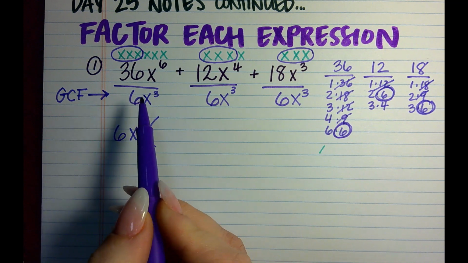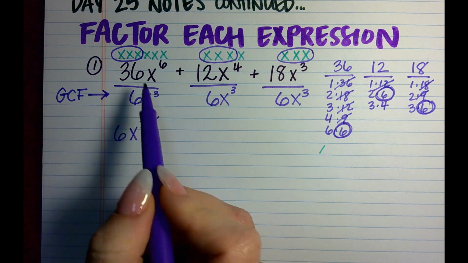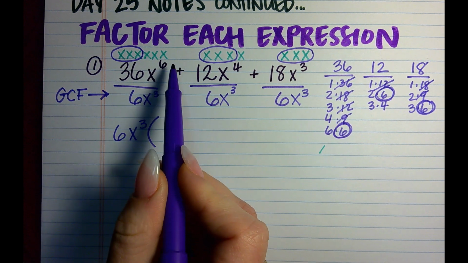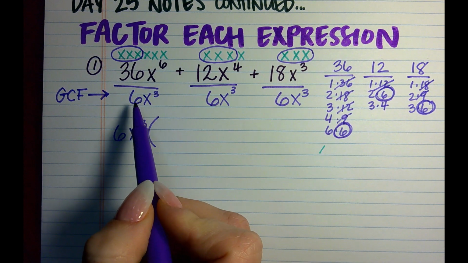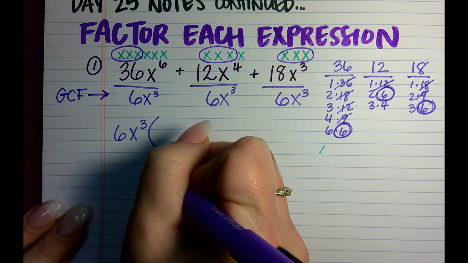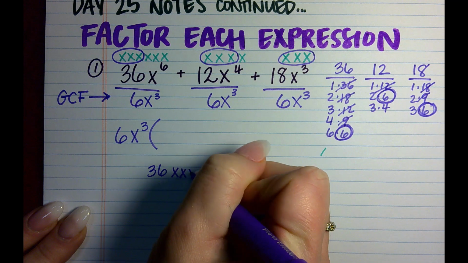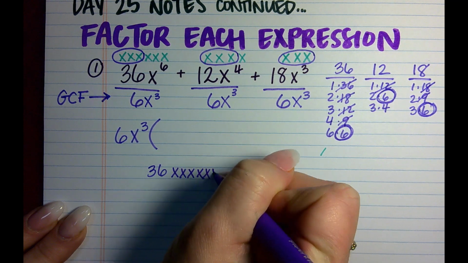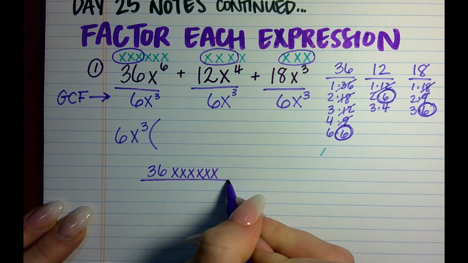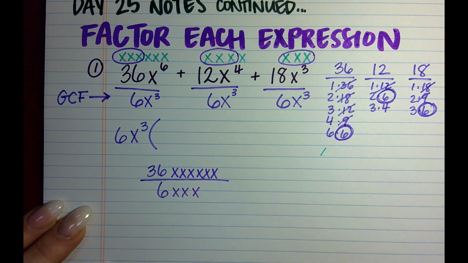Okay, so let's start one at a time. We've got 3 division problems. 36x to the 6th power over 6x to the 3rd power. So really I have 36 x, x, x, x, x, x over 6 x, x, x.